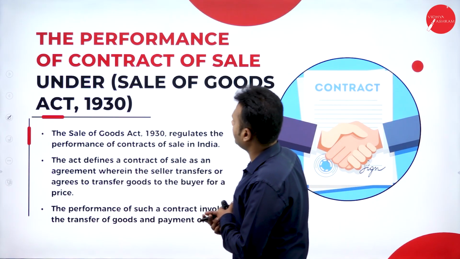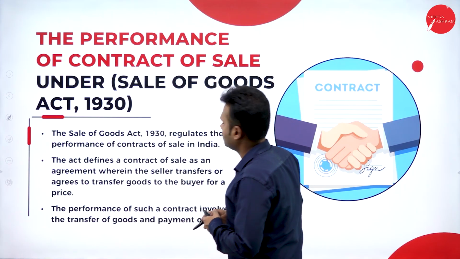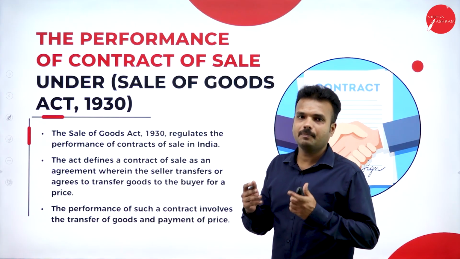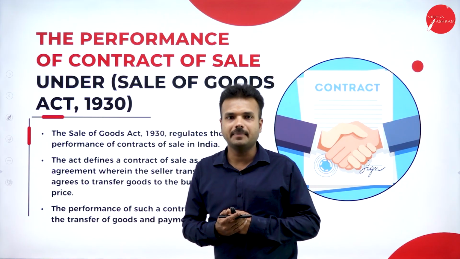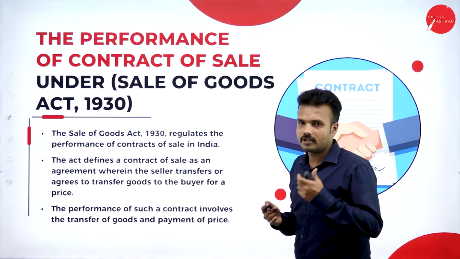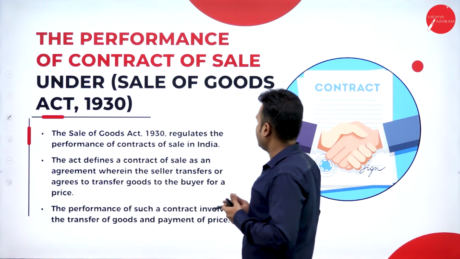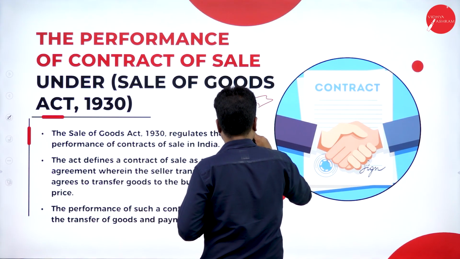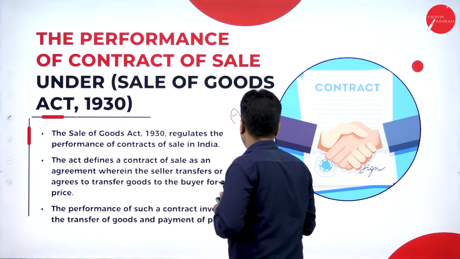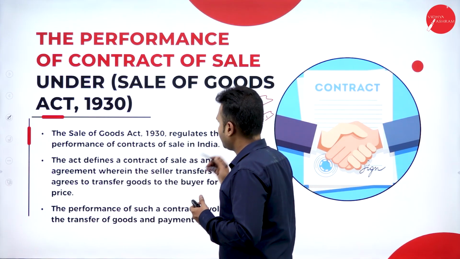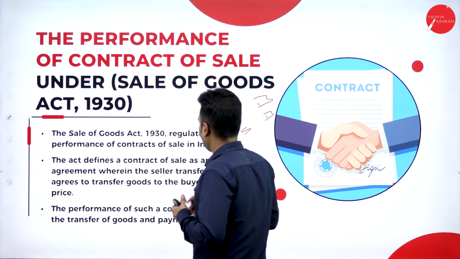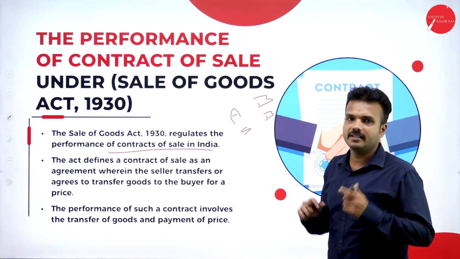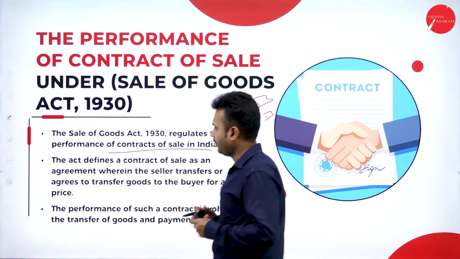The performance of contract of sale under the Sale of Goods Act 1930. Here is how the performance of a contract of sale is going to happen between 2 parties. As I said, the contract of sale is going to happen between 2 parties, one is a seller and another one is a buyer. The Sale of Goods Act 1930 regulates the performance of contract of sale in India. So the contract of sale is governed by the Sale of Goods Act 1930.